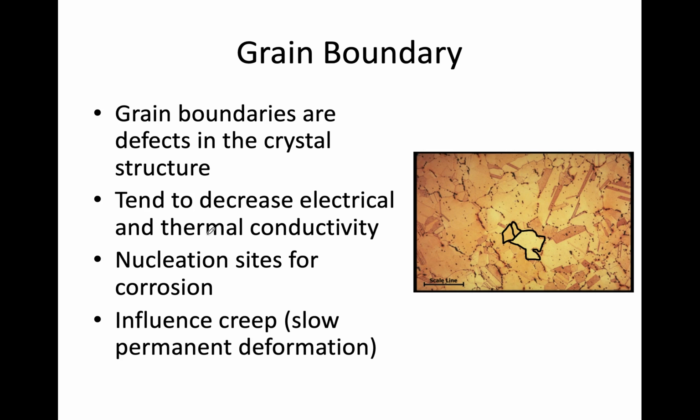So as you increase the number of grains, you tend to decrease electrical conductivity and thermal conductivity. These grains can provide nucleation sites for corrosion, and they also influence slow permanent deformation. So there's some ways that structure is impacting the material properties.